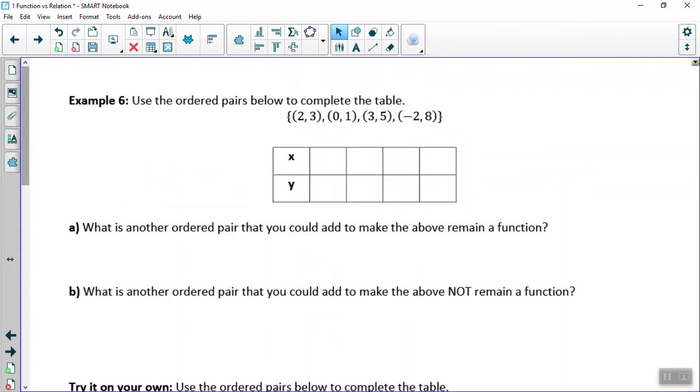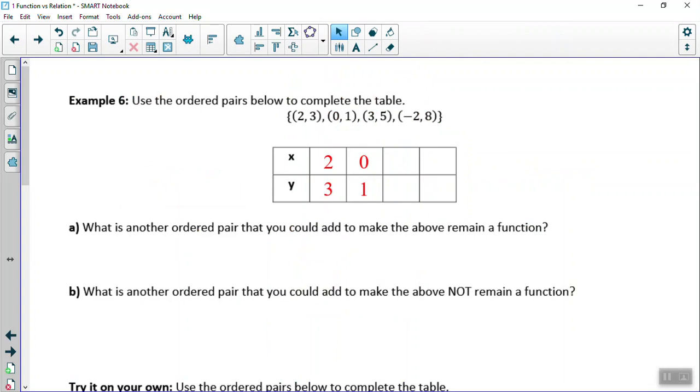All right, so now we're going to use this set of ordered pairs, and we're going to create a table. A table is just another way to display our data from our ordered pairs. So remember, every ordered pair has an x value and a y value. When we have this ordered pair 2, 3, I can put that into my table: 2 and then 3. I can take this ordered pair 0, 1, and I can line them up together in the table.